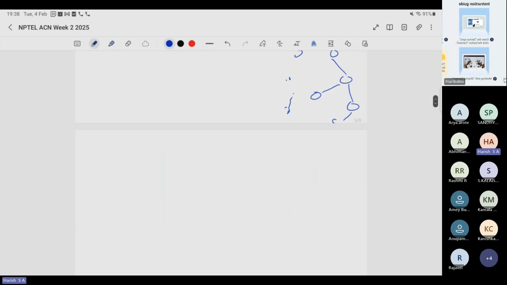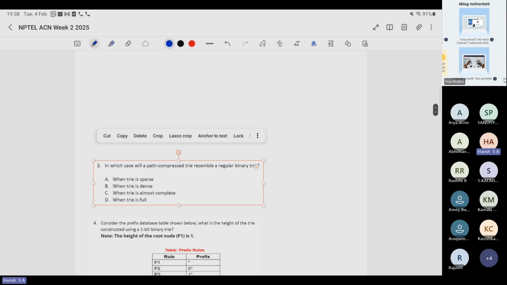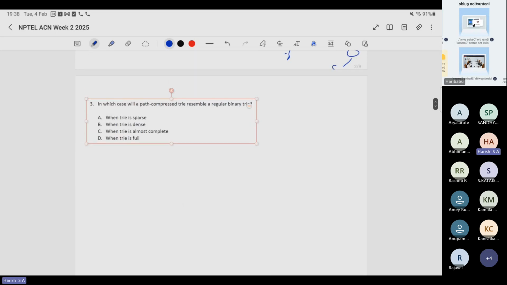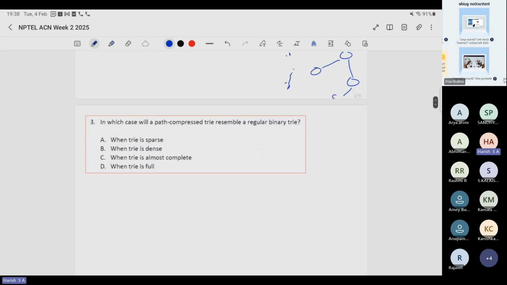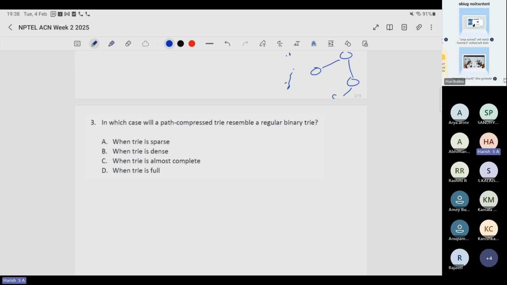Now, the third one I think is something that we just discussed. It's an extension of the first question actually. In which case will a path compressed trie resemble a regular binary trie?